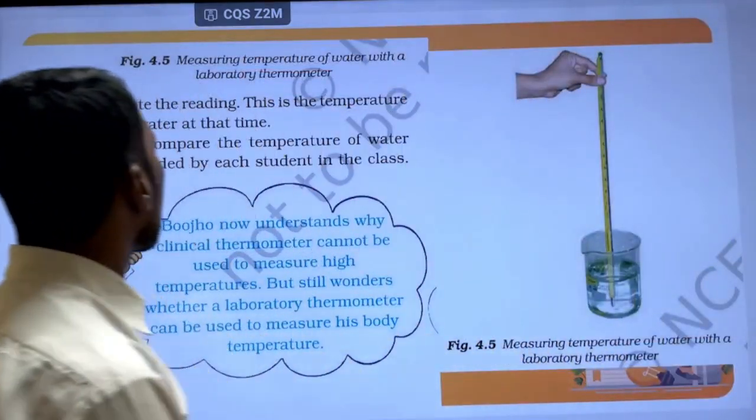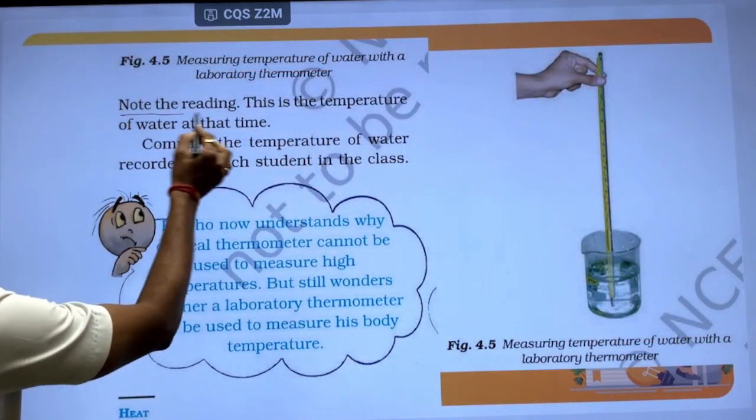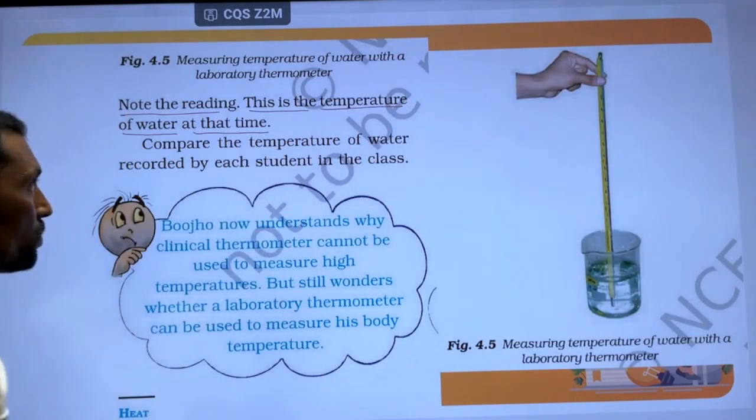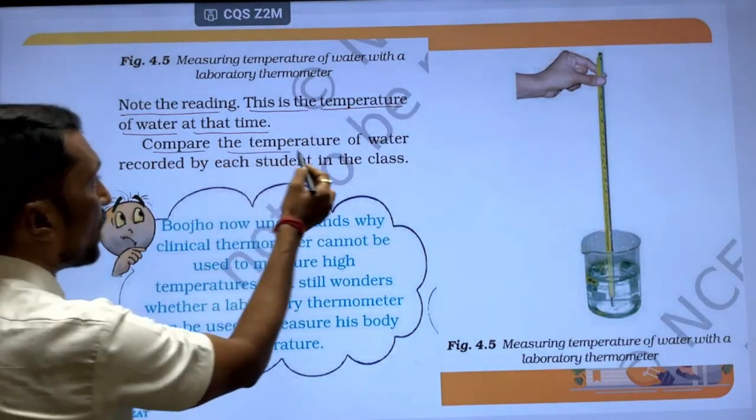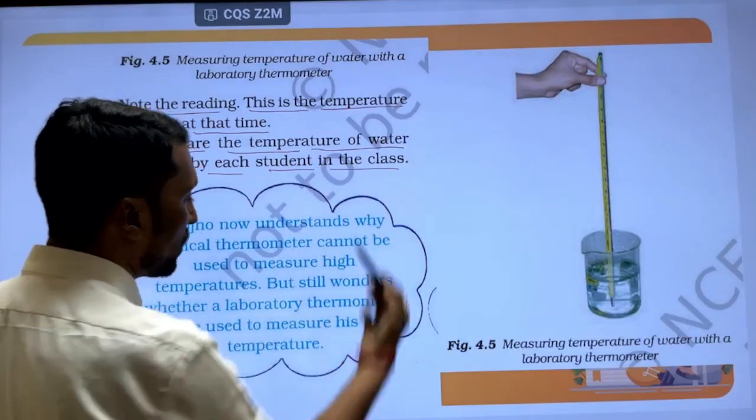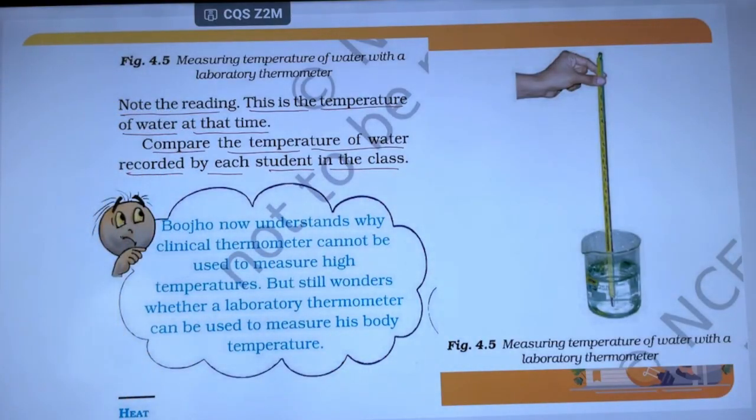Next, note the readings. This is the temperature of water at that time. Compare the temperature of water recorded by each student in the class. You have to measure the temperature in the class.